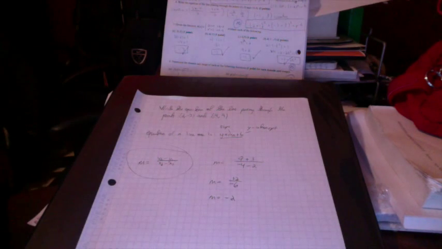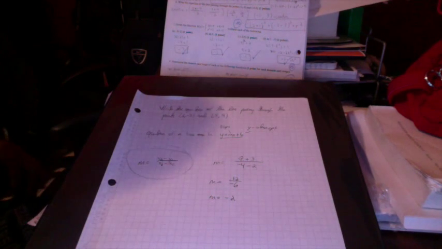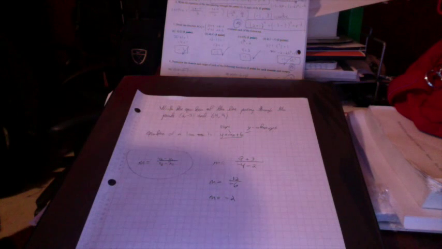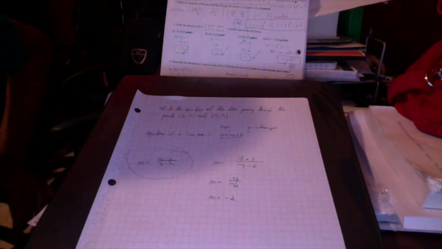Okay, so the first question that I got wrong in the test was: write the equation of the line passing through the points (2, -3) and (-4, 9). Now that I know how to do it, I'm going to explain it to you.